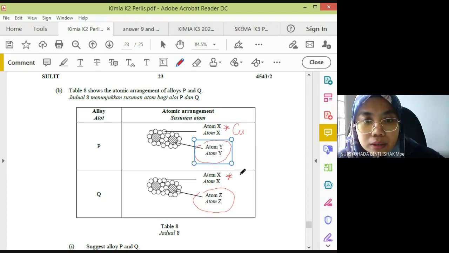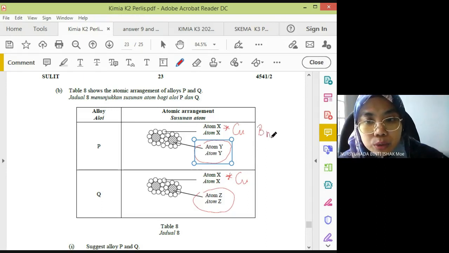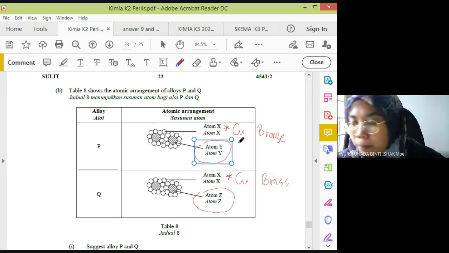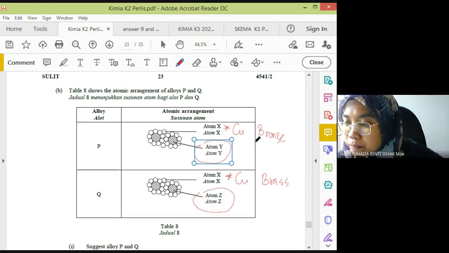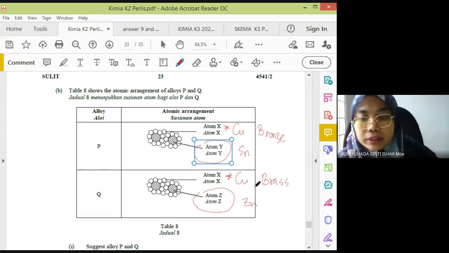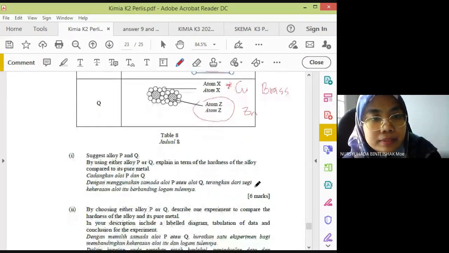So agak-agak apakah dia? So atom X ni adalah copper. Okay, so copper boleh bentuk apa? Boleh bentuk bronze, and kita boleh bentuk brass. Very good. So kalau nak jadi bronze, copper campur dengan apa? Tin. Okay, very good. Kalau nak jadi brass, copper dengan zinc. Okay, good. Next. Amanda, senyap je hari ni Amanda.